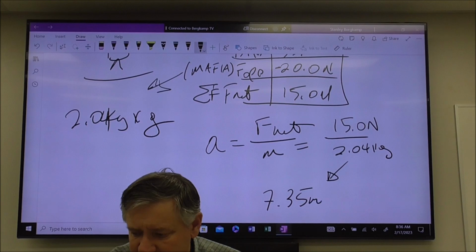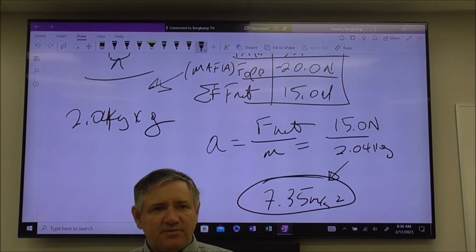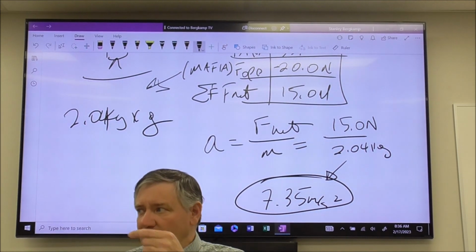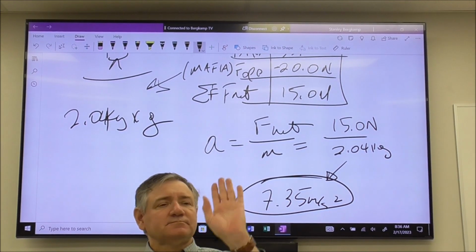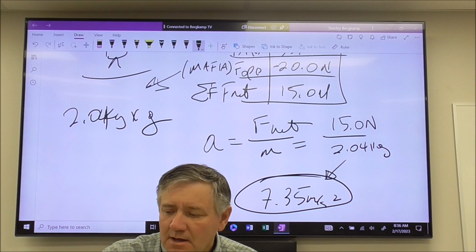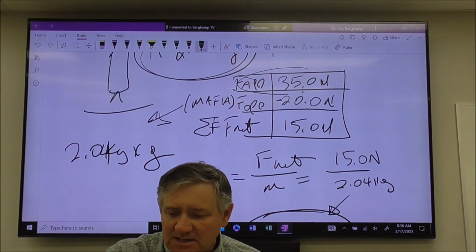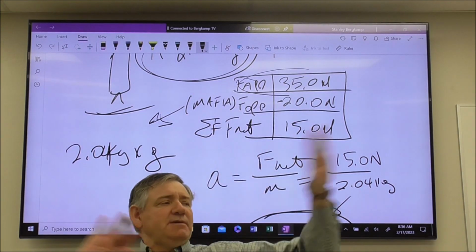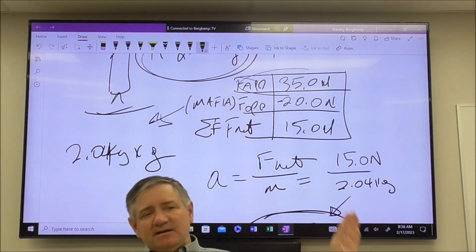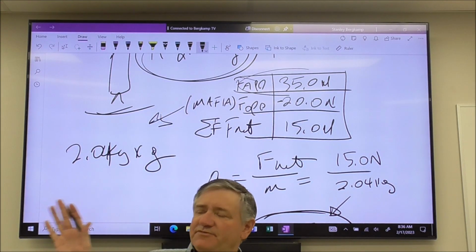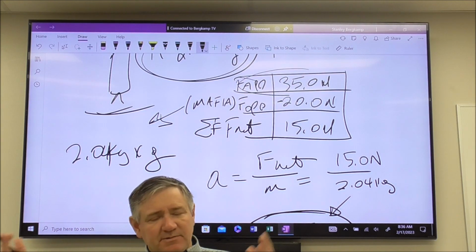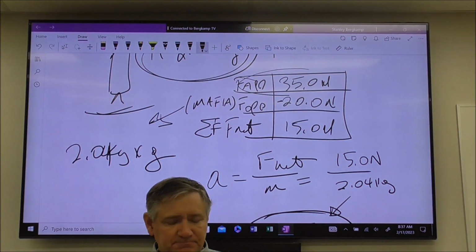7.35 meters per second squared. So that's going to be the acceleration of the rocket once I pay off the gravity mafia. Now, an interesting thing. Let's say that I take that same rocket, but now I'm in deep, deep space. There's no effective gravitational field.